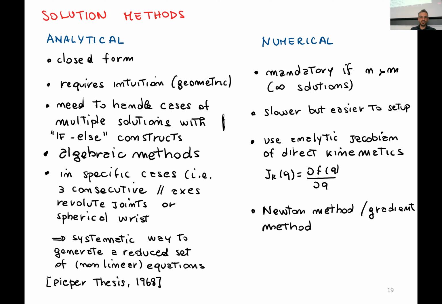And using the analytic Jacobian, we will see tomorrow we can use a Newton method or gradient method that helps in solving an optimization problem. After many iterations, it allows you to converge to the solution of the inverse kinematics. Of course, this method is slower than the analytic one because you need to do iterations. But if there are no closed form solutions available or you are not able to find them, it is the only way you can do it.